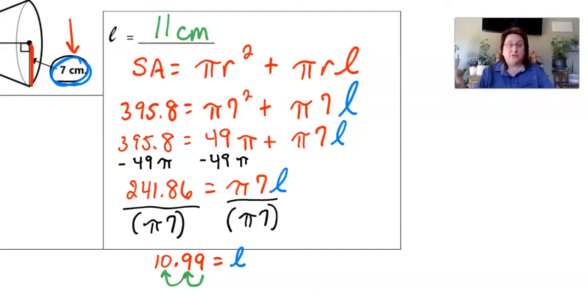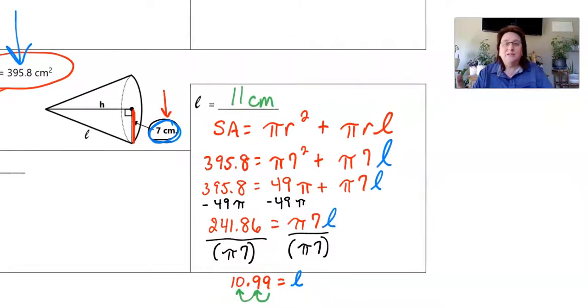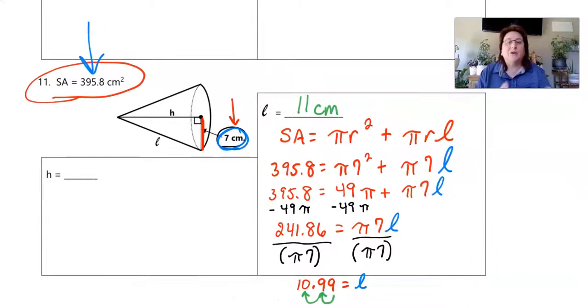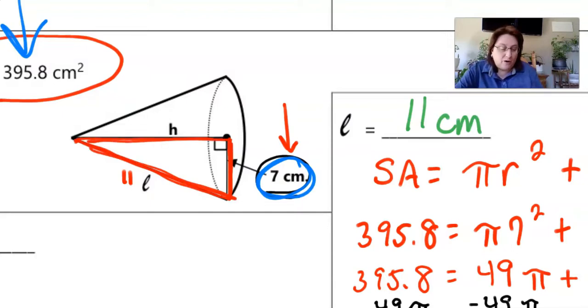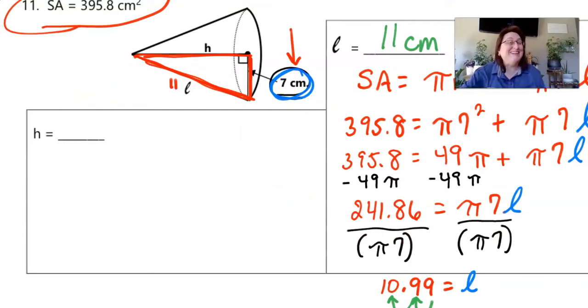Well, now we know the slant height, and we still know the radius. Let me pull this back over here. So how does that help us find the height? I'm going to zoom in here, and we're going to look at this cone. I'm going to put the 11 centimeters right there. So guys, we know the radius, we know that this side is 11 centimeters, and we're looking for the height. Hey guys, I just drew in a right triangle inside that cone, didn't I? Oh, I see what you did there, Miss Smith. See, I'm pretty sneaky, aren't I?